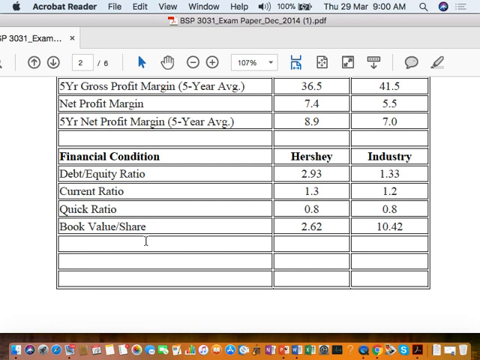So when you look at the quick ratio for the industry and the company, what is it telling you? They are equivalent. How do we interpret this? So what does it tell you when you compare hers to the industry? So what does it tell you then?